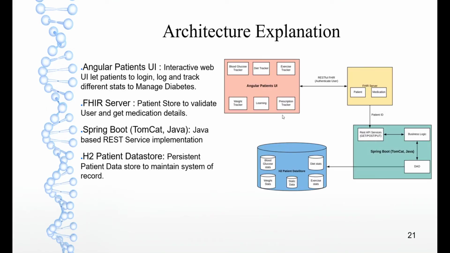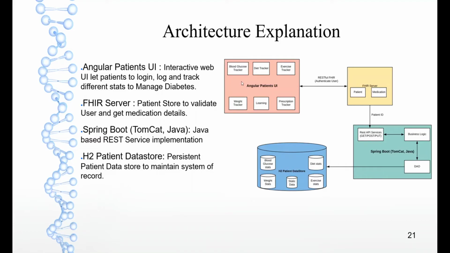So this is our architectural diagram where we see several components. We developed our UI with the latest Angular framework, and that interacts with the Fire server to get the medication information as well as authenticate a user. As soon as we get the patient ID from the Fire server, we pass it to the Spring Boot app. The Spring Boot app exposes several REST endpoints to perform CRUD operations. Our data gets saved in our H2 in-memory database.